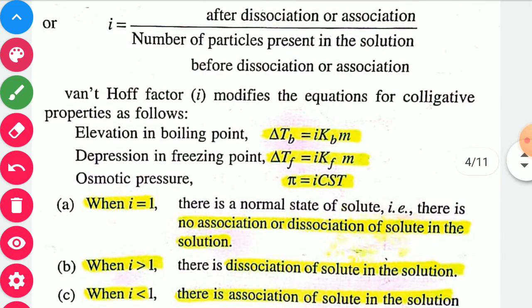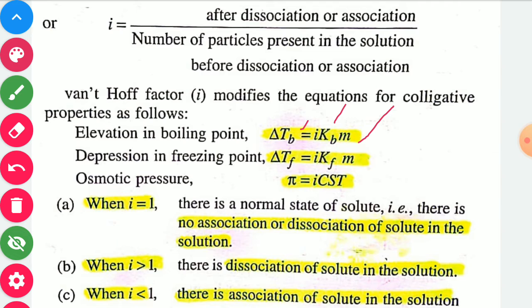The Van 't Hoff factor i modifies the equations for colligative properties, which are given as: elevation in boiling point delta Tb is equal to i Kb m. Here i is the Van 't Hoff factor, Kb is the molal elevation constant in boiling point, m is molality of the solution. Similarly, osmotic pressure pi is equal to i C S T. Here i is the Van 't Hoff factor, C is concentration of solution in terms of mole per liter, S is the constant. In place of S, we may also write gas constant R.